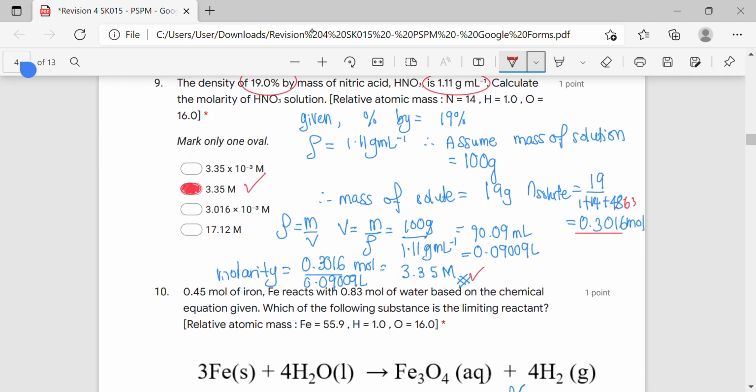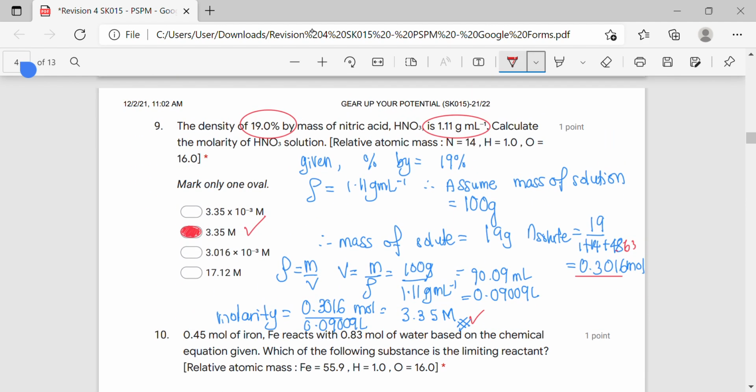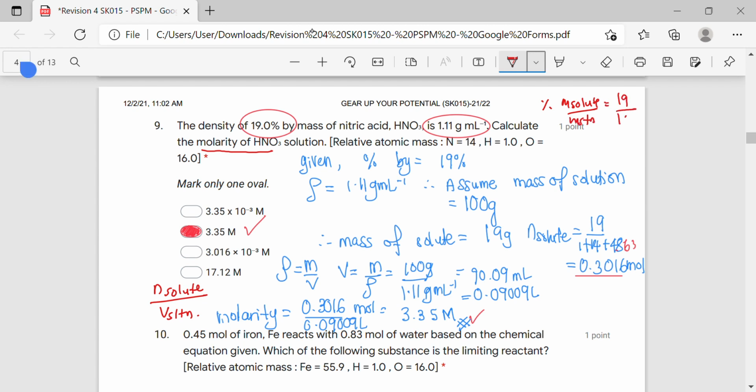Okay, next question. Calculate for molarity. So, molarity daripada formula mole of solute over volume of solution in liter. Calculate molarity. So, given percentage by mass 19%. So, daripada formula percentage by mass ialah mass of solute over mass of solution. So, sama dengan 19/100.